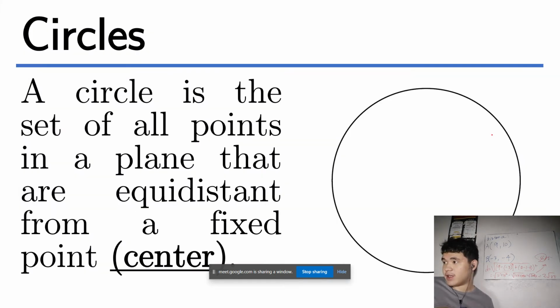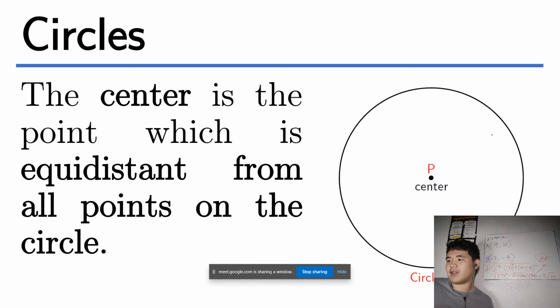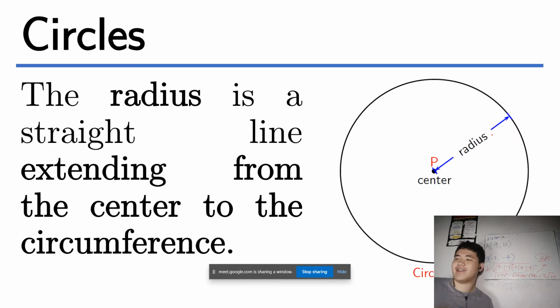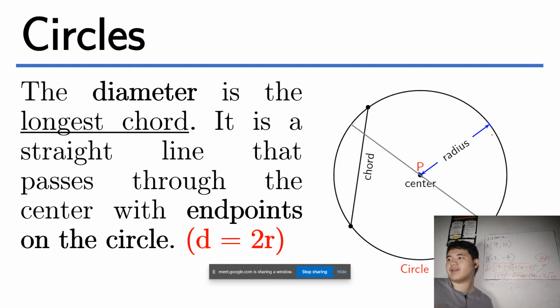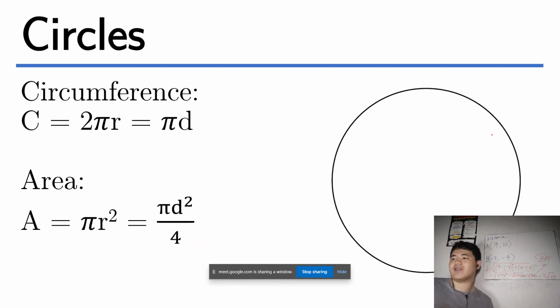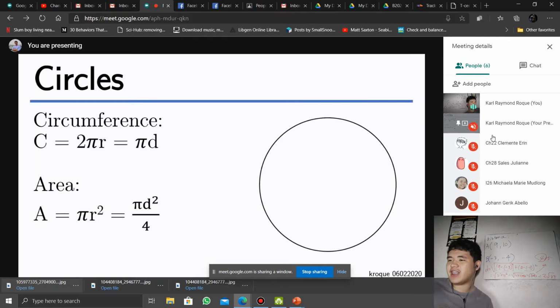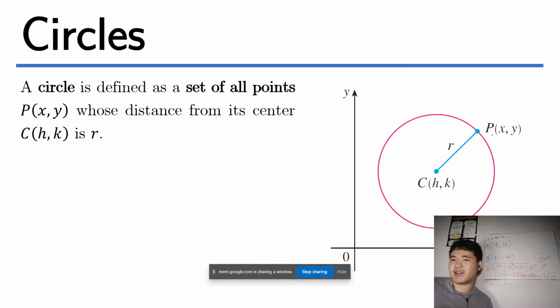A circle is the set of points in a plane that are equidistant from a fixed point or the center. Then the center is the point which is equidistant from all points on the circle, of course, no? Then the radius, yung same distance na yun from the center to the circumference of the circle. The diameter is 2 times the radius, and it's the longest chord in the circle. Okay? The circumference of a circle is 2 pi r or pi d, and its area is pi r squared or pi d squared over 4.